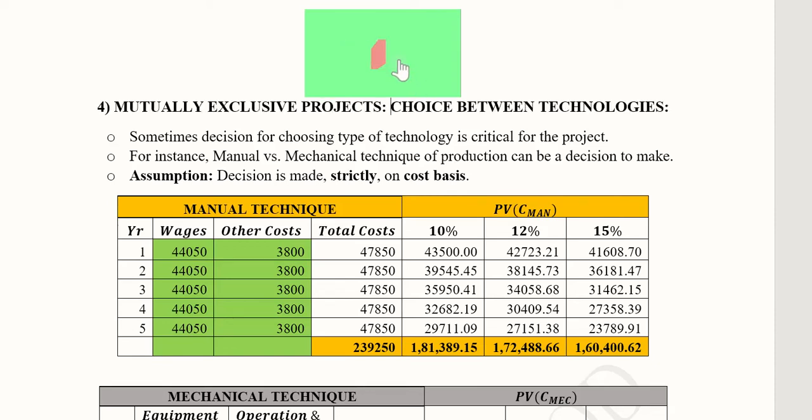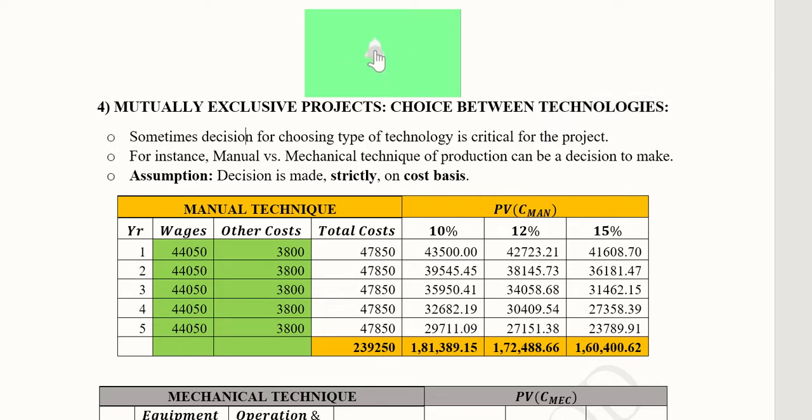Hi there. After understanding the mutually exclusive projects with reference to their scale of production, now we will choose the projects when it comes to choosing different technologies. And we know that in economics, the most common case is choosing between capital intensive and labor intensive techniques of production. So a similar kind of analysis will be conducted here.